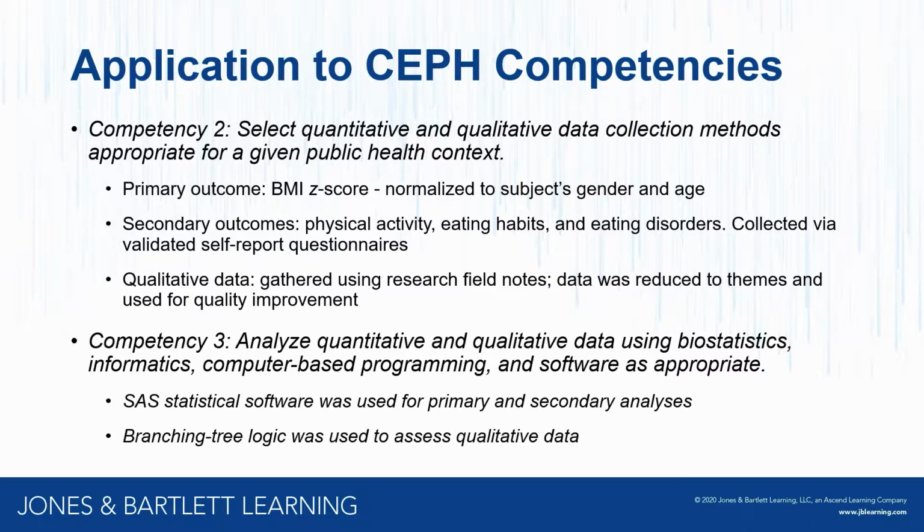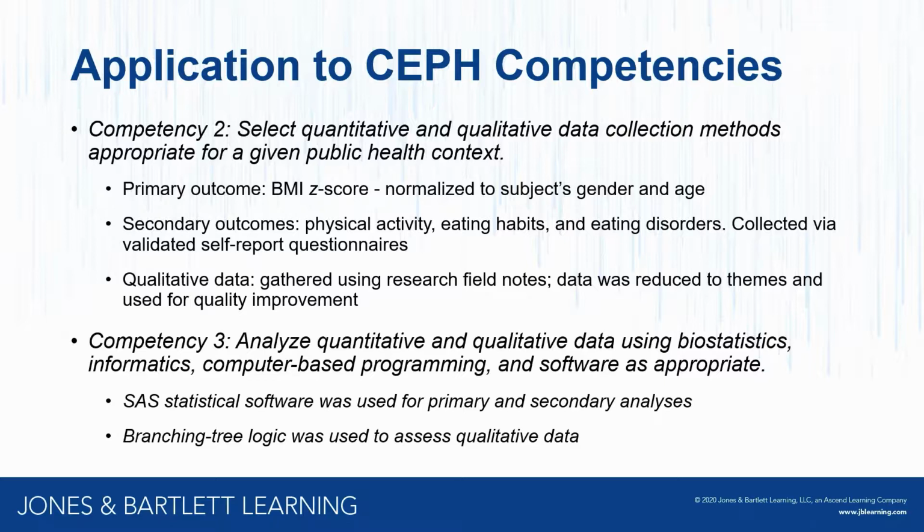They also had the secondary outcomes. Again, this was the secondary piece that they had alternative outcomes to look at that actually measured physical activity, eating habits, eating disorders of the children, and these were all collected via validated self-report questionnaires. And then they also had a qualitative data piece where they gathered data using research field notes, and they reduced this into themes to look at quality improvement.